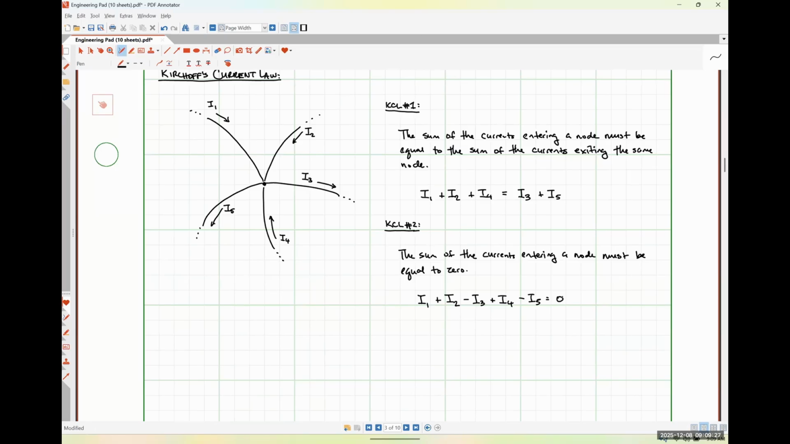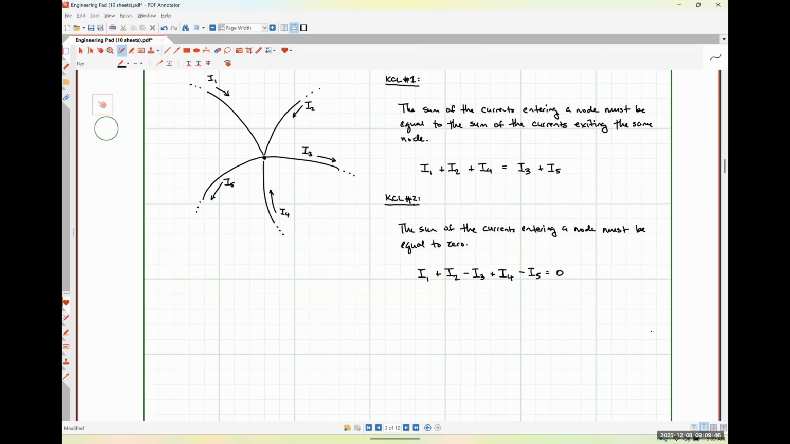So mathematically, KCL number 2 is the exact same thing as KCL number 1, except that I moved the terms from the right-hand side over to the left-hand side of the equal sign. Okay. So it's the exact same thing, both mathematically. We're just saying, hey, if it's flowing out, it's just the negative of flowing in. And then KCL number 3 is just using essentially flowing out as our positive reference direction.